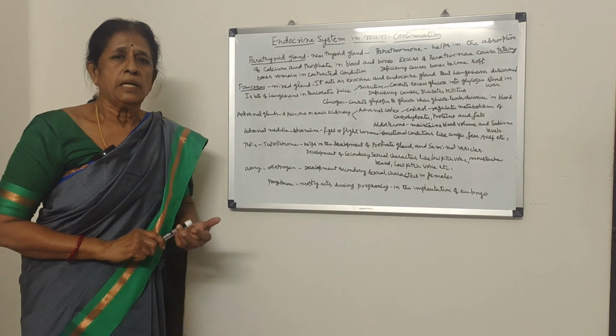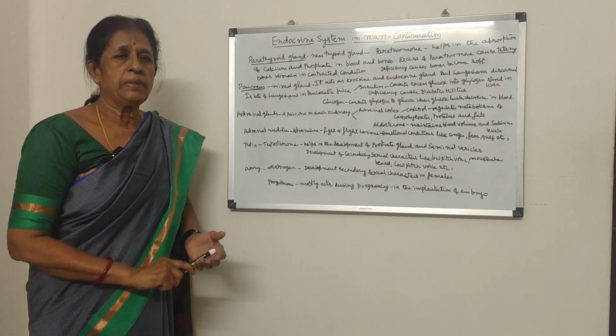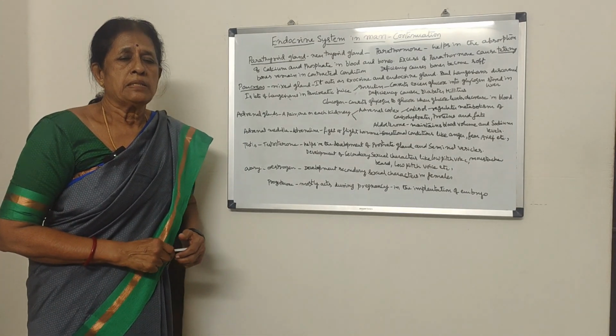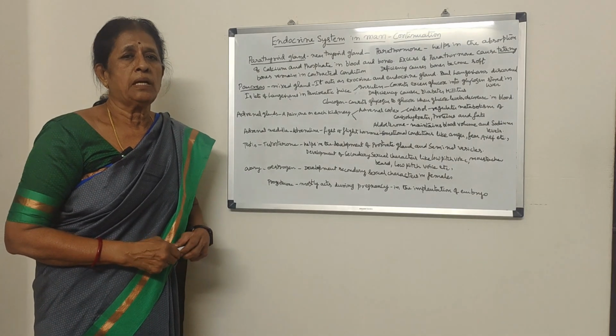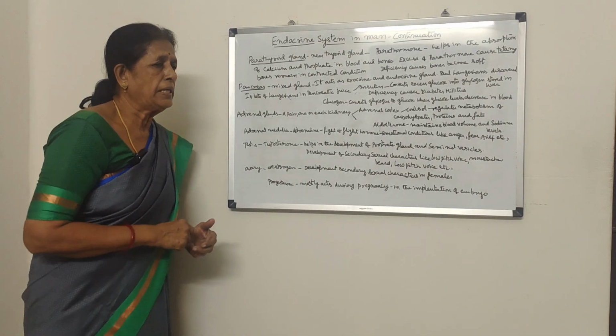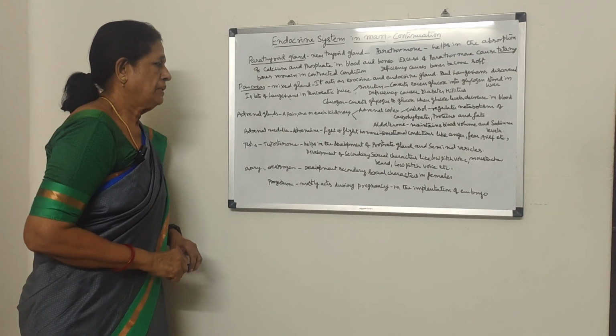The pancreas secretes enzymes and also hormones, so it is called a mixed gland. What is a mixed gland? The pancreas is a mixed gland. Why is it called a mixed gland? It is called a mixed gland because it secretes hormones and also enzymes.